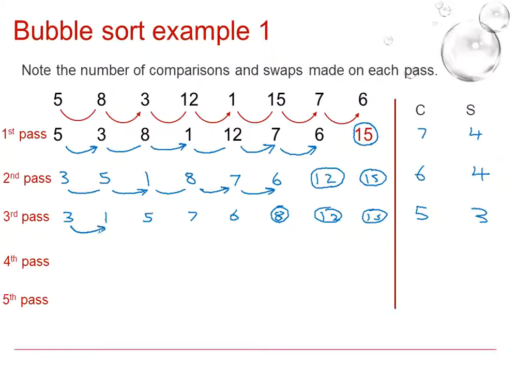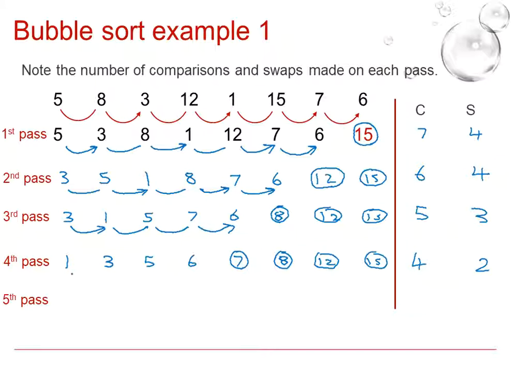Compare 3 with 1, we'll need to swap. Comparing 3 with 5, don't swap, 3 will stay there. Comparing 5 with 7, don't need to swap. Comparing 7 with 6, we'd need to swap, so 6 has swapped with 7. 8, 12, 15. So these 3 were already fixed in the right place. 7 is now fixed in the right place, and that was 4 comparisons and 2 swaps.